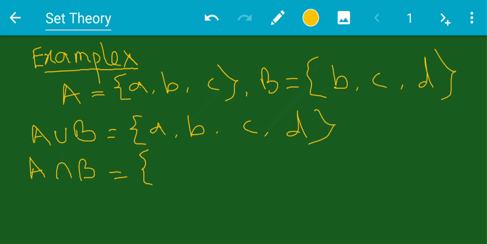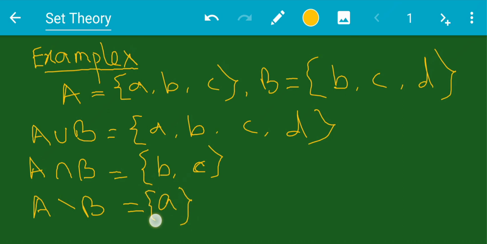For intersection, you can see there are two common elements, B and C, so we include B and C. For the difference, A difference B means you exclude all the elements of B from A. B has the common elements B and C, so exclude them, and this is the singleton A. Similarly, B difference A is nothing but D. Got the point? Fine.